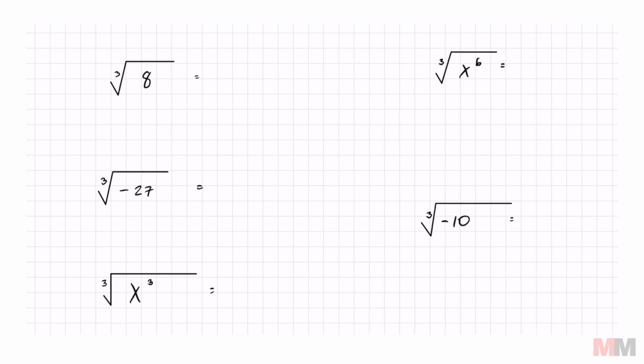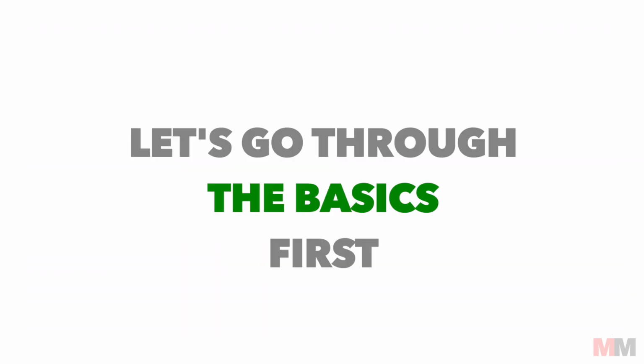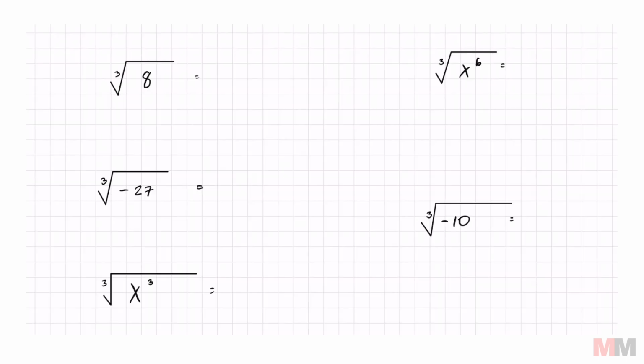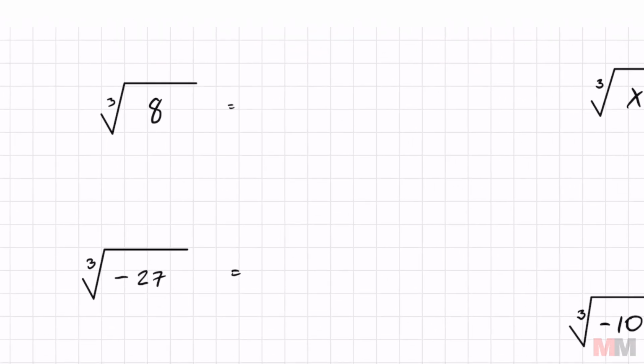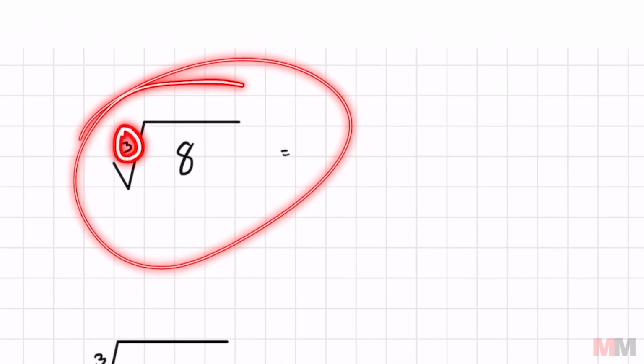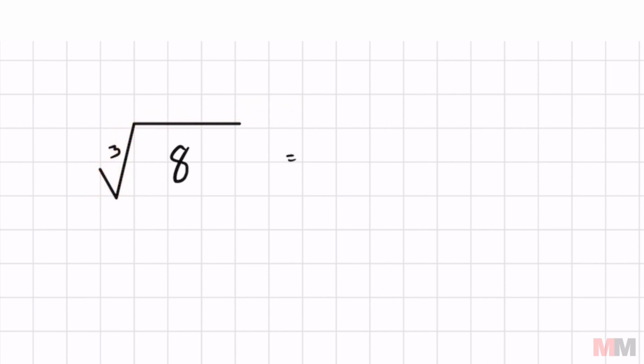Today we are going to simplify the cube root of monomials. But before we get to the harder questions, let's first go through the basics so you really understand what's going on. When you are taking the cube root of something like the cube root of 8 right here, and it's got that little 3 on what used to be just a square root, then you're really just asking yourself this question: what to the third power gets me 8?